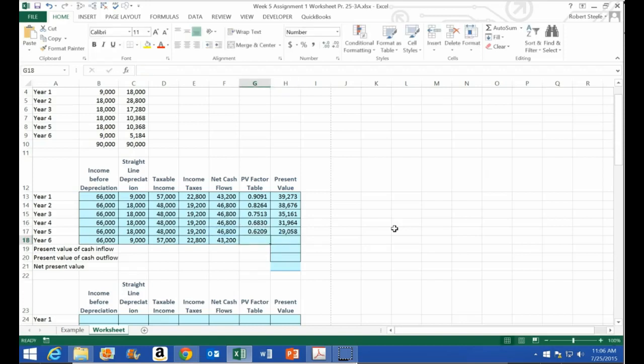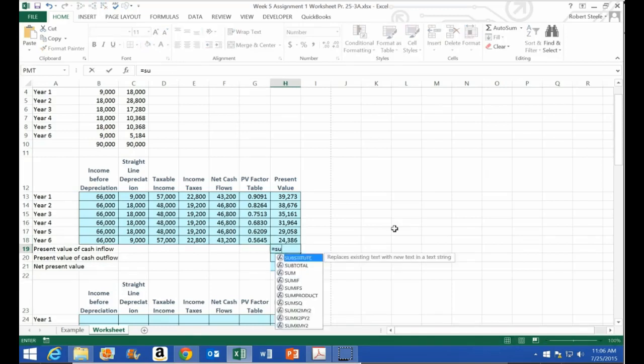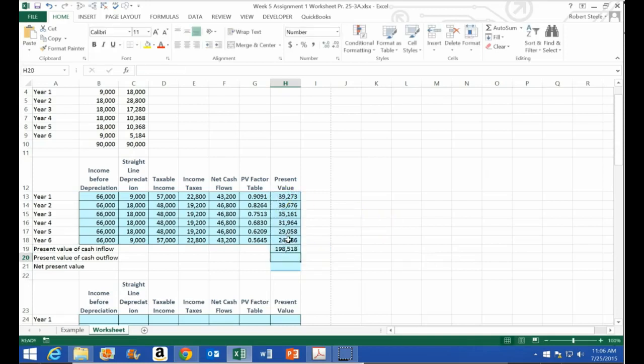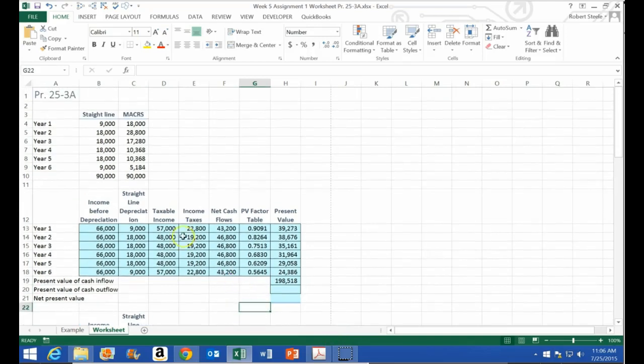And then the last year, we're going to take 0.5645, and that calculated out for us. So if we sum this up, then we're going to say in today's dollars, in present value dollars, it accounts for the 198,518. And then we can compare that to the cash that we put in. So remember, we put in an initial 90,000 up front.